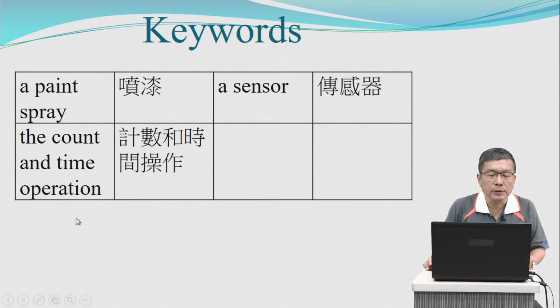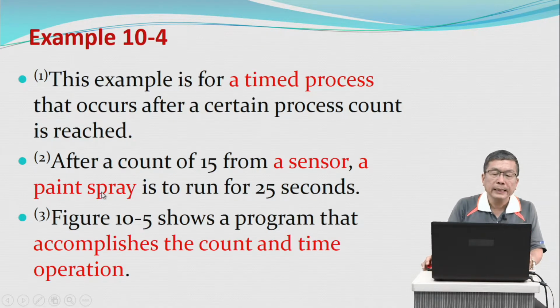The keywords: a pen spray, a sensor, the count and time operation. This example is for a timed process that occurs after a certain process count is reached. After a count of 15 from a sensor, a pen spray is to run for 25 seconds.